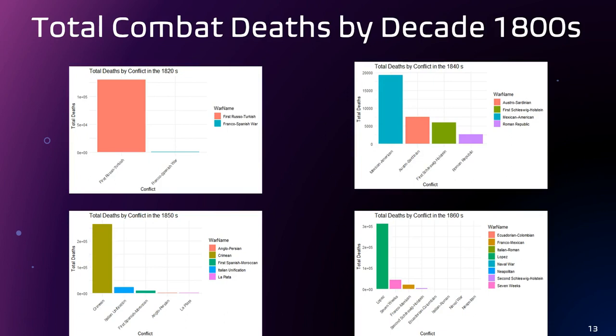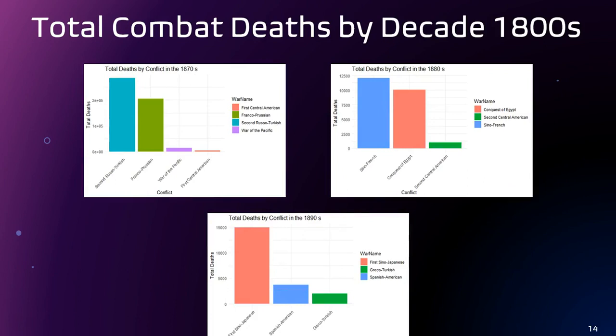As we break down the 19th century by decade, we observe the conflicts contributing most to the death tolls, notably the Crimean War and the Lopez or Paraguayan War, highlighting the era's characteristic conflicts, which were often regional but intense in their devastation.